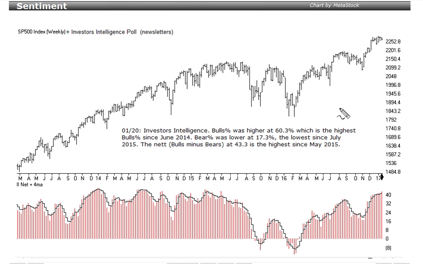Seeing something a little different in the Investors Intelligence polls. That's the newsletter writers. Bulls percent was higher at 60.3. That's the highest bulls percentage since June 2014. Bears percent was lower at 17.3. That's the lowest since July 2015. And I make the net, bulls minus bears, again at 43.3. That's the highest since May 2015.